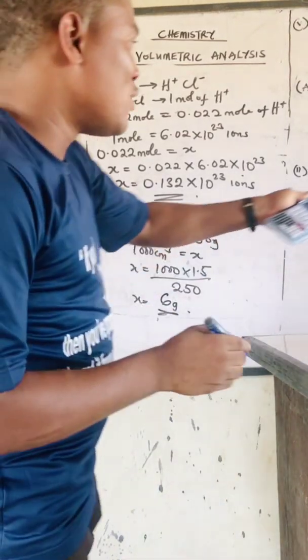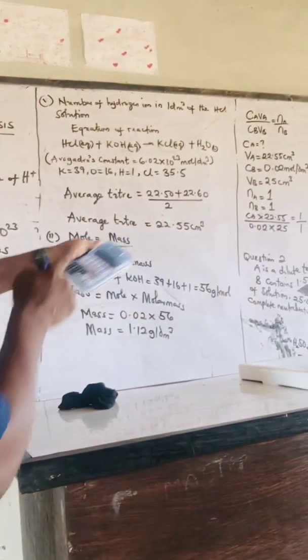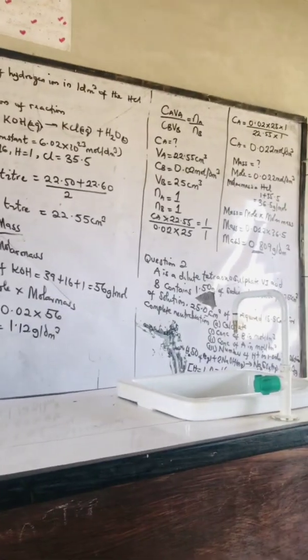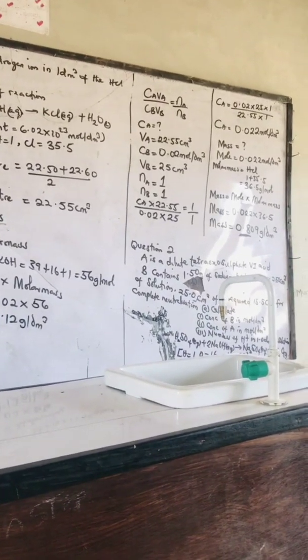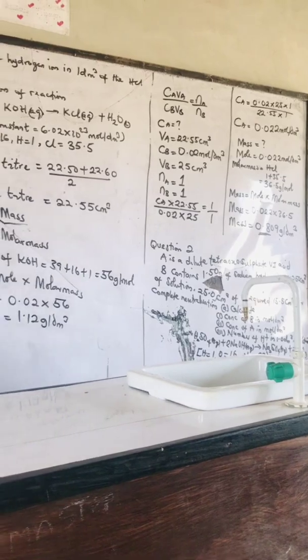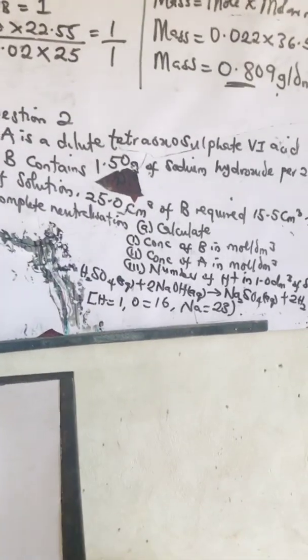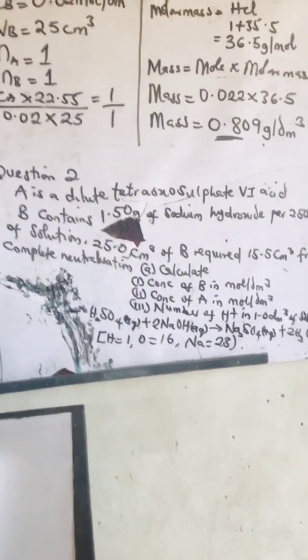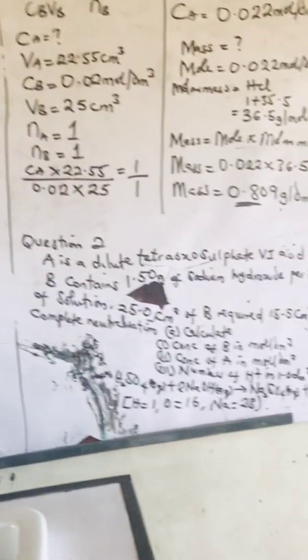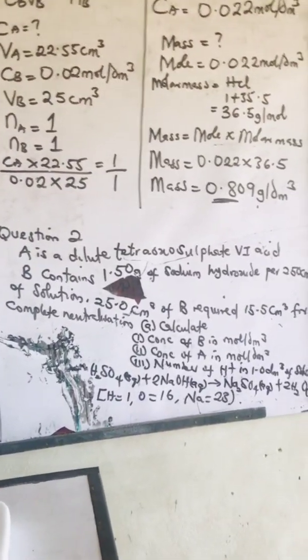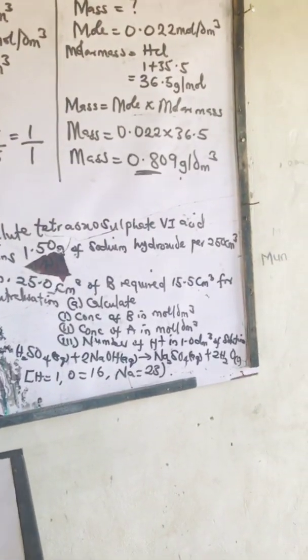So in 250 centimeter cube, we have 1.50 gram of sodium hydroxide, but they ask us to look for it in 1 dm cube, which is 1000 centimeter cube. So we are going to have 6 grams. Then from there, we can get the concentration of B in mole per dm cube. Now, that one too is very, very easy, just like the first one. Just pay attention and practice them, then I'm sure you'll go into the exam with a whole lot of confidence.